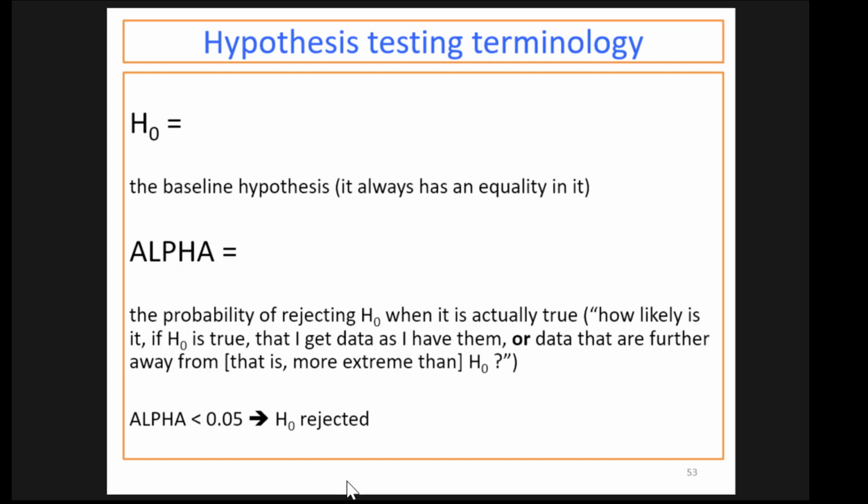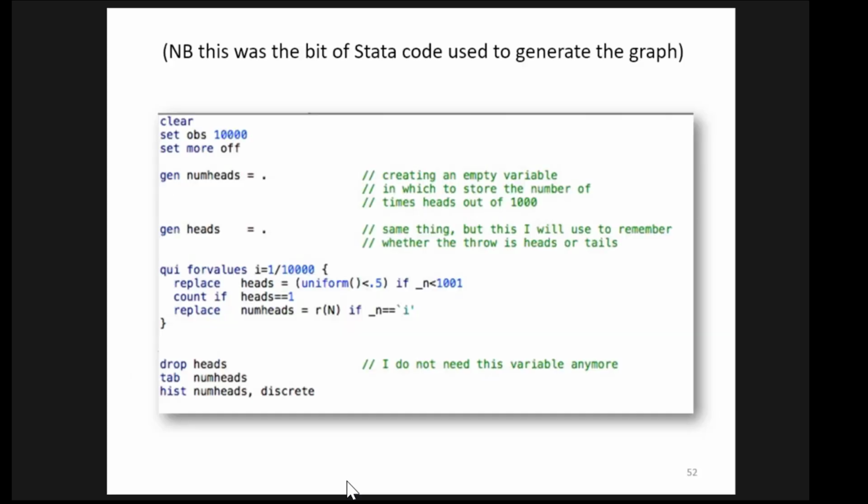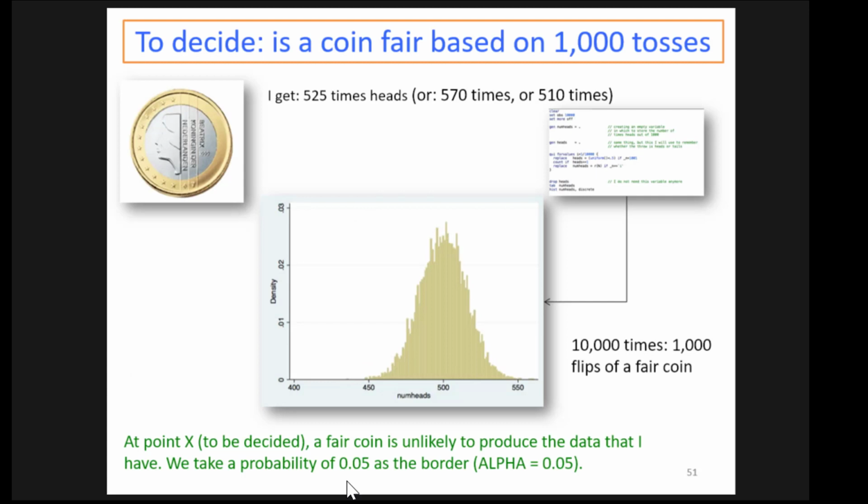First, we need what's called an H0, a baseline hypothesis about the world. And all these baseline hypotheses are the same in the sense that they have some kind of equality in it. In this case, the H0 would be the probability of heads is 0.5, or the probability of heads equals the probability of tails. There's an equality in there. That will allow me, in this case, to create that distribution. I know what the distribution would look like if indeed H0 would be true.